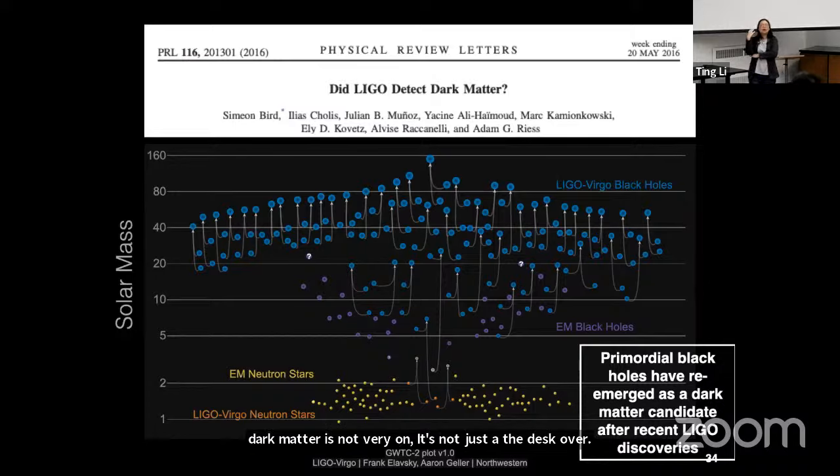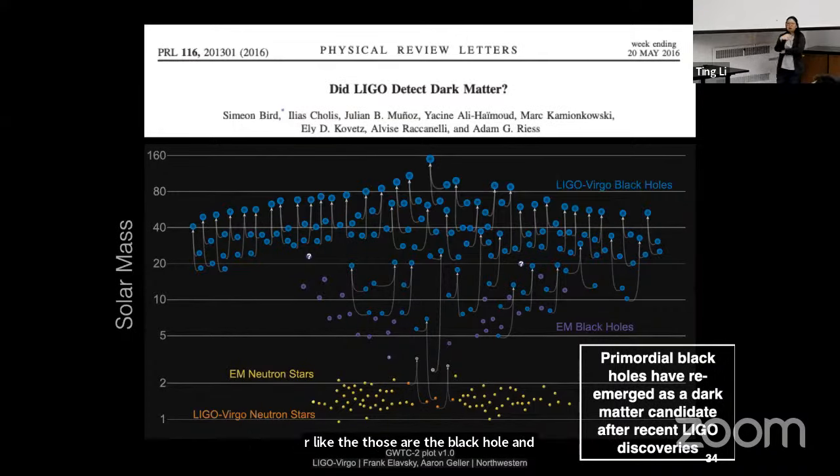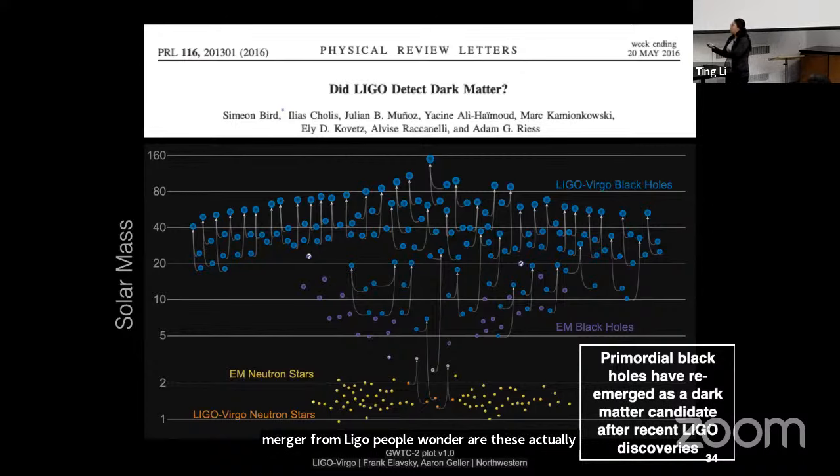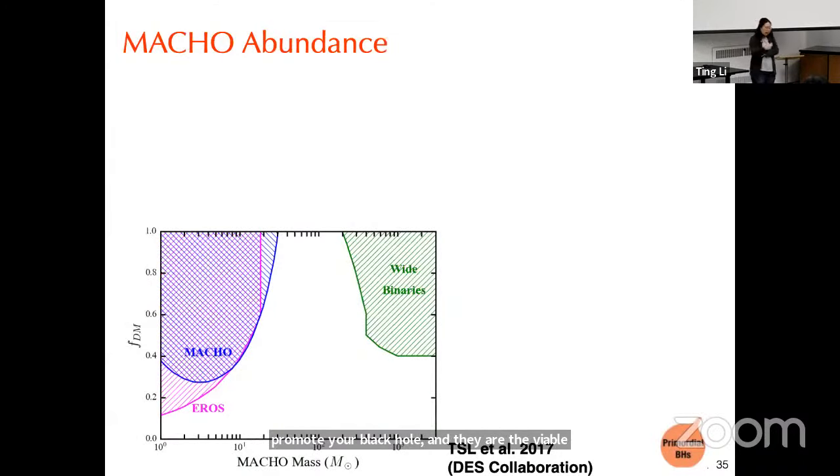So we think that if they are black holes, then they have to be something like primordial black holes, which means they formed at the very beginning of the universe, right after the Big Bang or together with the Big Bang. They are the black holes that formed at that time. They're not from the evolution of stars. So the discovery of all these black hole mergers from LIGO makes people wonder, are these actually primordial black holes? And are they a viable candidate for dark matter?